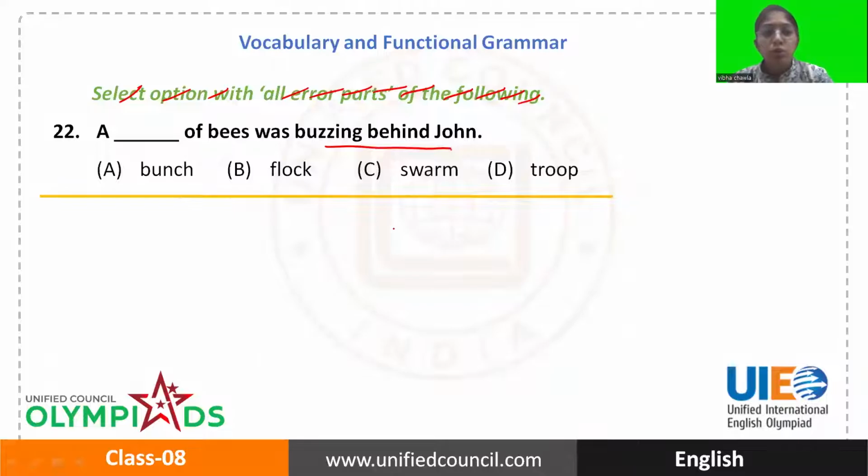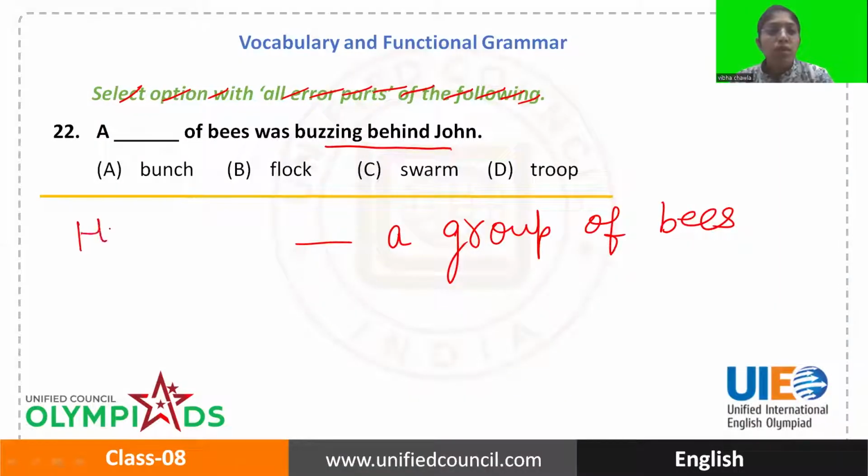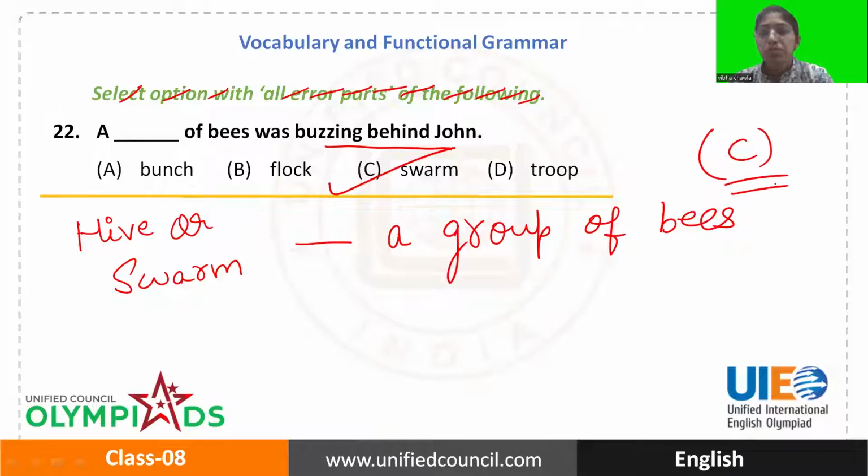So here we want to refer to a group of bees. Okay. We have to use a collective noun for the same. Collective nouns for a group of bees, it's called hive or swarm. Okay, it's hive of bees or swarm of bees. So it's option C. Hive is not available, but swarm is available, so we'll go with that. A swarm of bees was buzzing behind Joan. Bunch of flowers, we can say bunch of keys, bunch of bananas, flock of birds, flock of sheep, troop of soldiers. Okay, so it is option C, swarm.